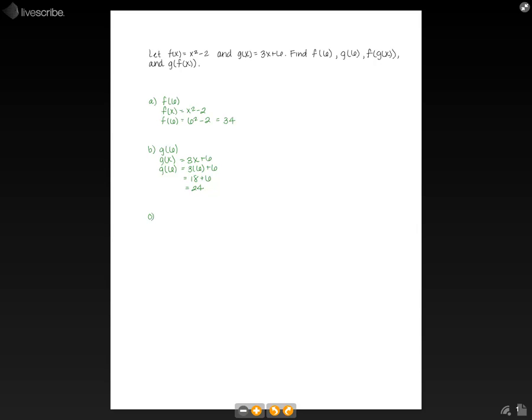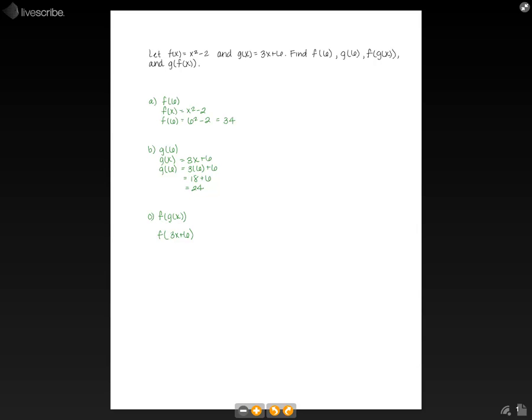Alright, so now we're going to get into composition here. So what we have is f of g of x. So this is the same as substituting g of x into the function f of x. So the first step is just going to be replacing g of x with the actual function. So g of x is equal to 3x plus 6. So we're going to end up with f of 3x plus 6.